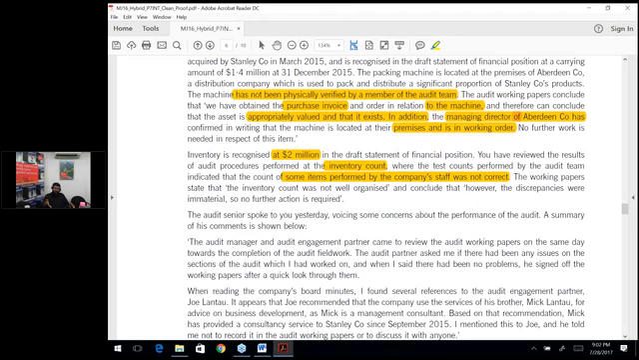So if we figure out that the company's staff count was not correct, and the working papers state the inventory count was not well organized, and conclude that however the discrepancies were immaterial, so no further action is required, that's a problematic situation. Why? Because as an auditor, you check it on a test basis. You don't actually attend every single piece that's being counted. So if you figure out that there are problems, then it's an issue which needs to be investigated further. It's not that you simply find out that they are immaterial. No, misstatement with respect to counting of inventory is very important.